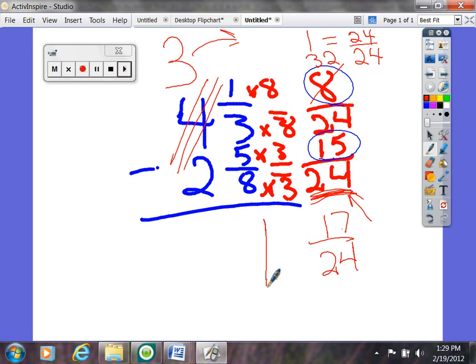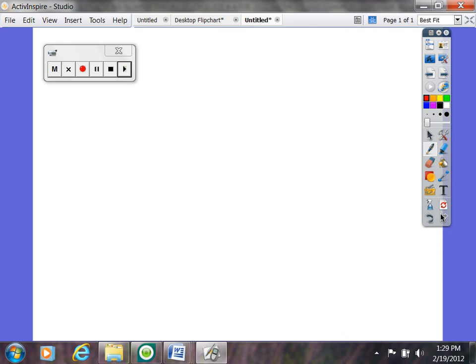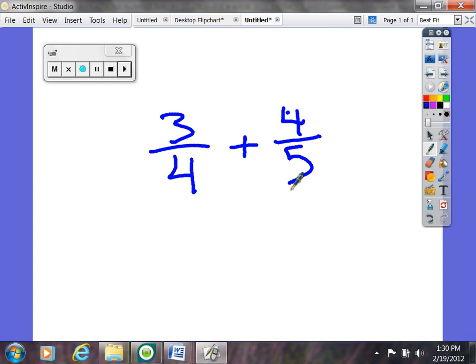Okay. Now, I'm going to show the students some shortcuts. I'll show you real quick, just one quick one. But I'd rather the students not do this until they can do it the other way. Let's say 3/4 plus 4/5. All right, here's a shortcut, and I don't want the students to do this till they can do it the other way. But this may be something that you can use to help your child later.